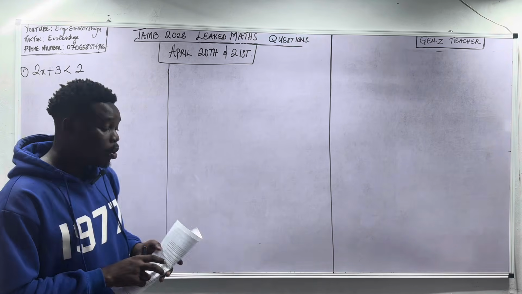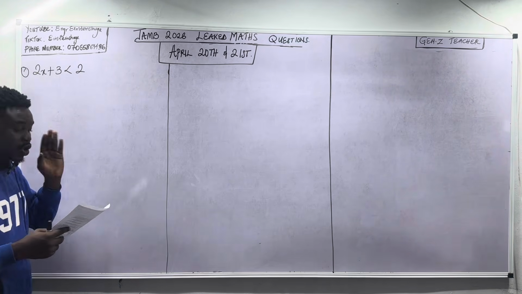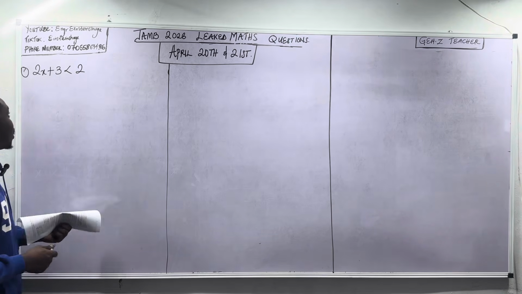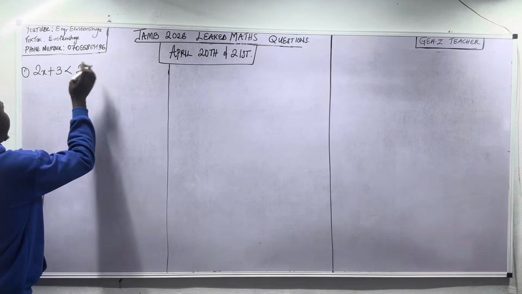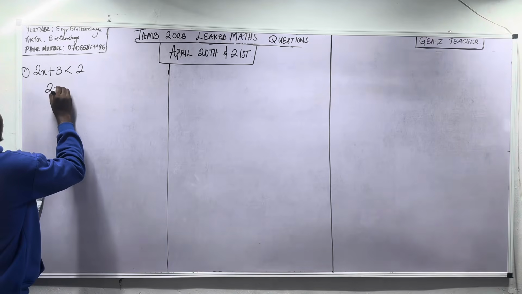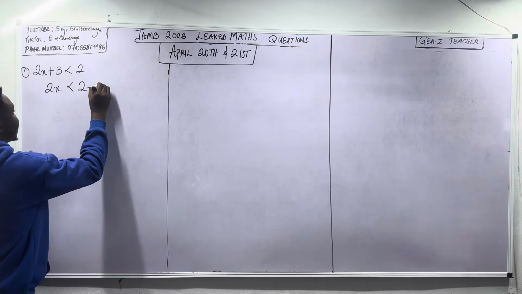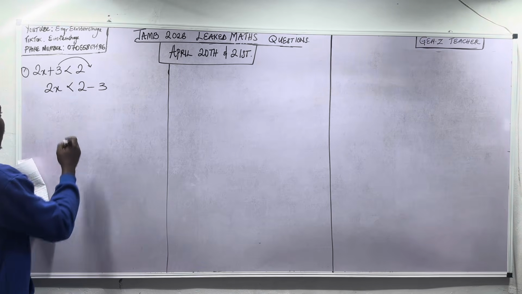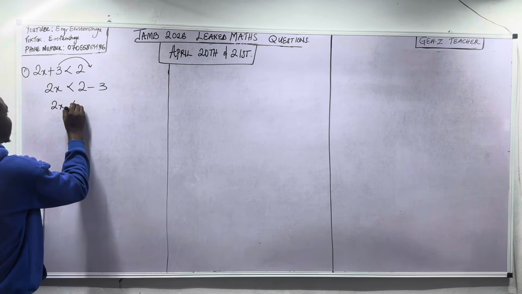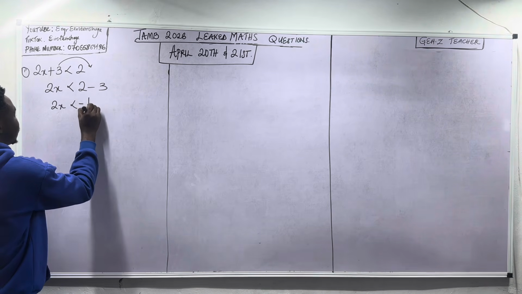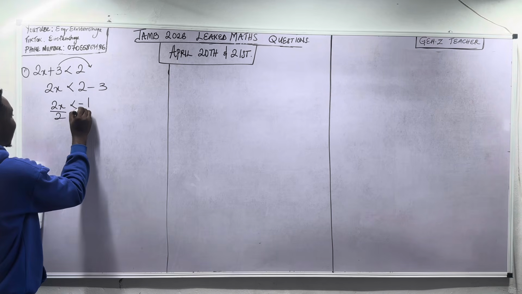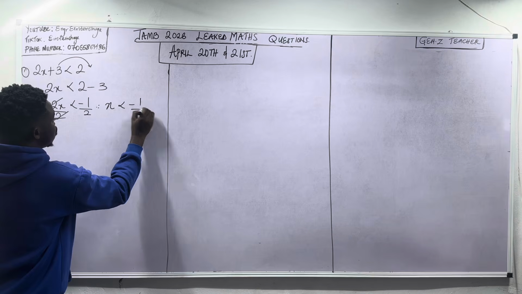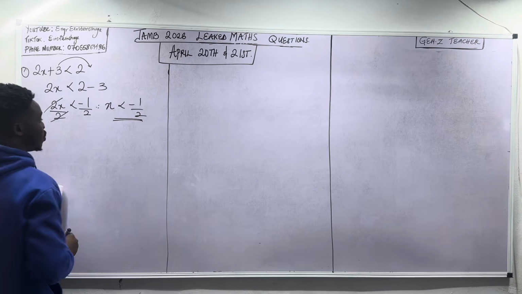Quickly, question number 1 says on the board, solve 2x plus 3 less than 2. Now, quickly, we're going to find the value of x. We can quickly say 2x becomes less than 2, take away 3. This 3 comes over here to become minus 3. And then we say 2x less than 2 minus 3 is minus 1. Divide both sides by 2, and your answer to question number 1 should be x less than minus 1 over 2.